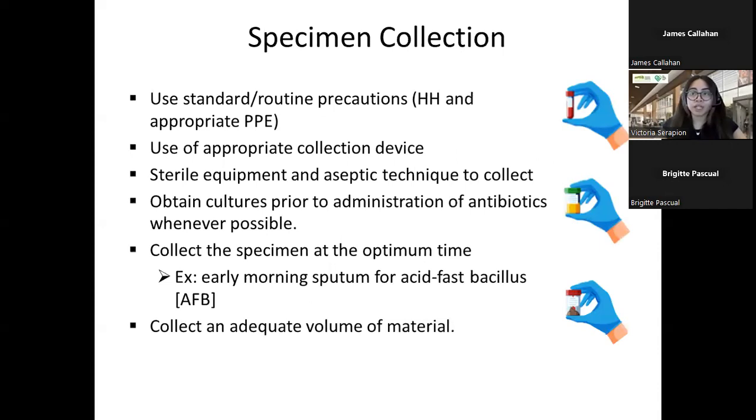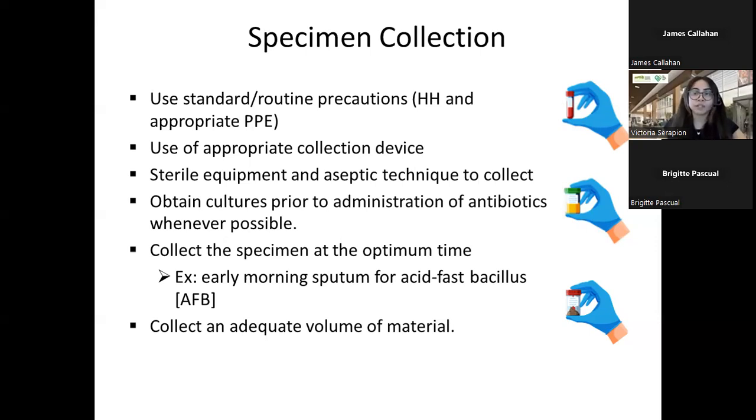So for specimen collection, when you're collecting these specimens, you'll want to ensure that you're using standard routine precautions such as hand hygiene and appropriate PPE. You're using the appropriate collection device, such as a specimen collection kit. You're using appropriate safety devices to minimize risk of accidental needle sticks, cuts, or punctures. And you'll want to use sterile equipment and an aseptic technique. And then when you're collecting, you want to make sure that the specimen is collected in a manner that minimizes or eliminates contamination from commensal flora.